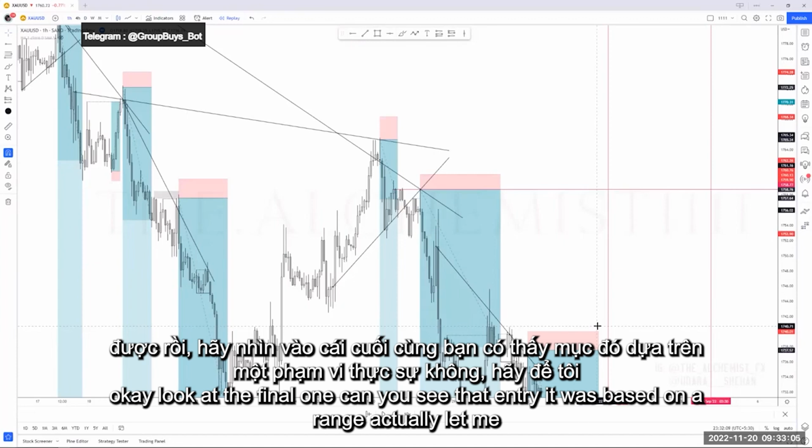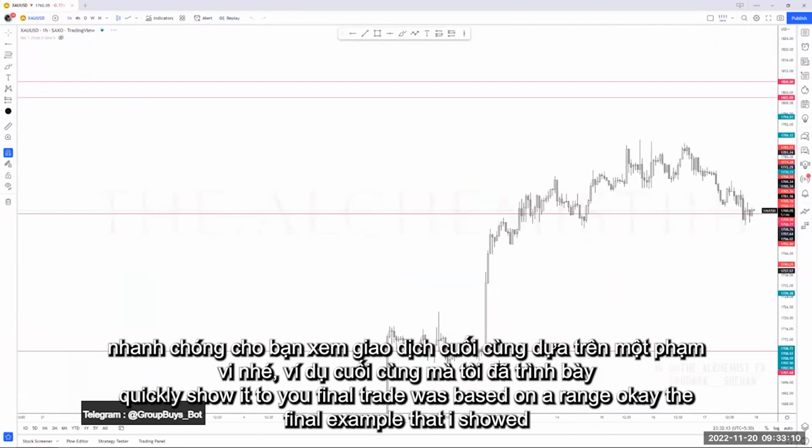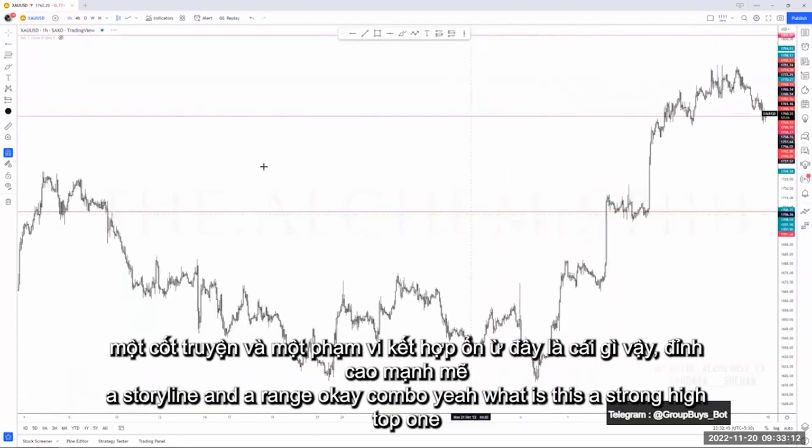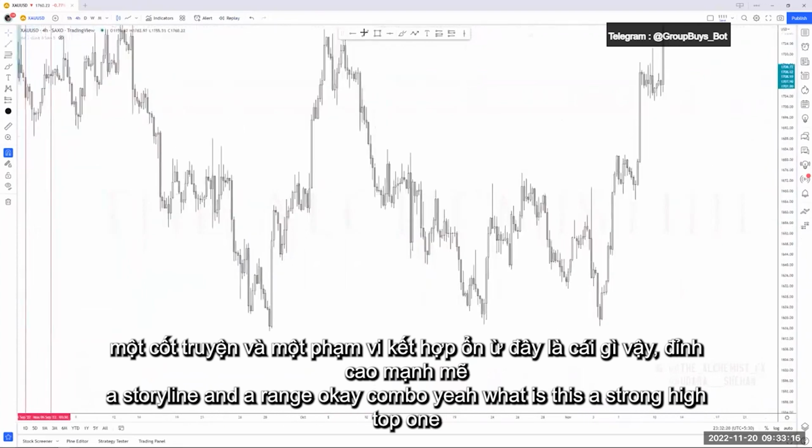Can you see that entry? It was based on a range, actually. Let me quickly show it to you. The final trade was based on a range. The final example that I showed you: a storyline and a range, a combo. What is this? A strong high, the top one.